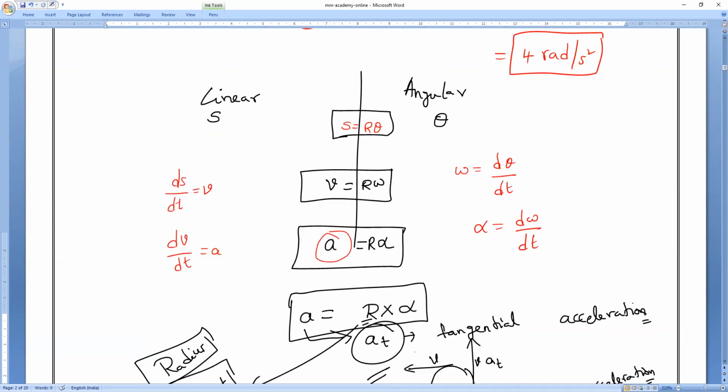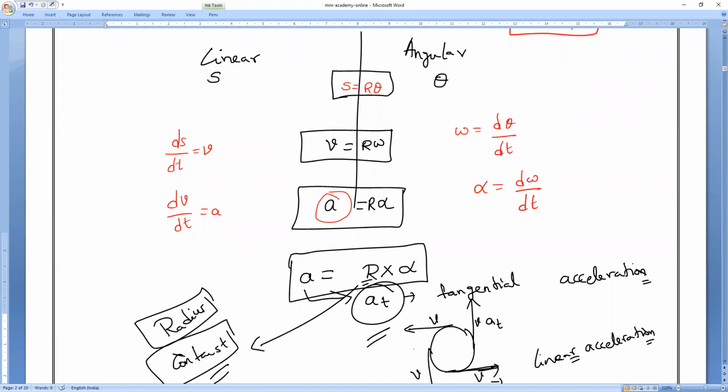So please make a box, a tabular column, and finish it fast. Do it quick. Is it completed, Rudresha? Yes, sir. Now I'll ask you the question.